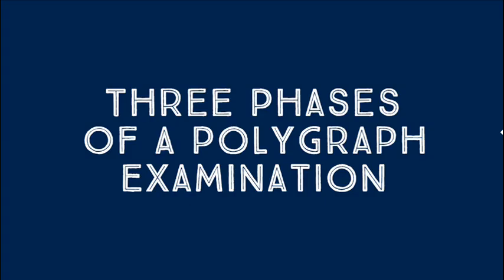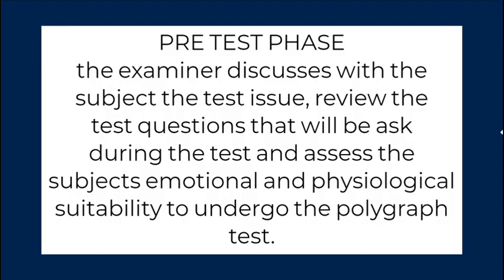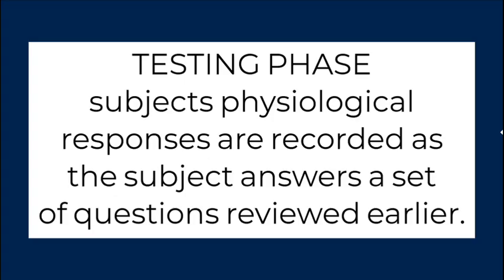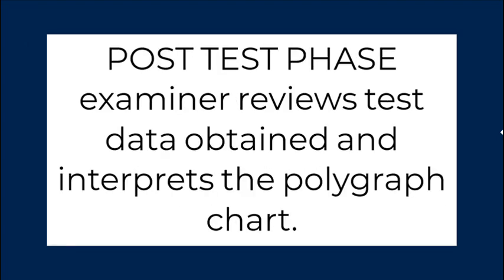Three phases of a polygraph examination. 1. Pre-test phase. The examiner discusses with the subject the test issue, reviews the test questions that will be asked during the test and assesses the subject's emotional and physiological suitability to undergo the polygraph test. 2. Testing phase. The subject's physiological responses are recorded as the subject answers a set of questions reviewed earlier. 3. Post-test phase. The examiner reviews test data obtained and interprets the polygraph chart.